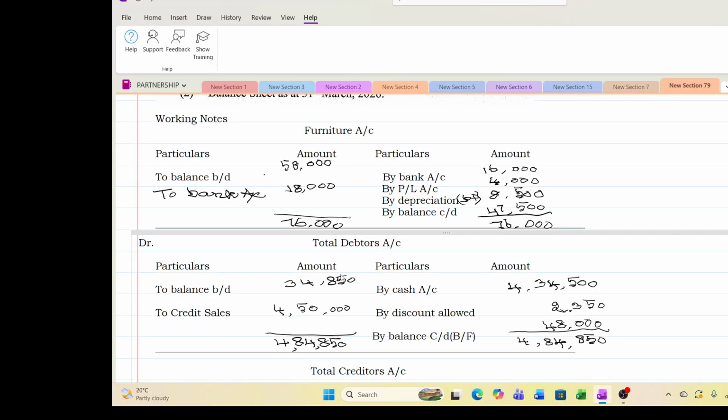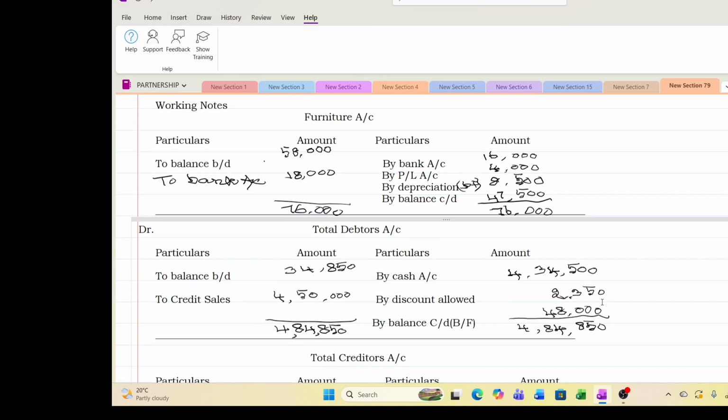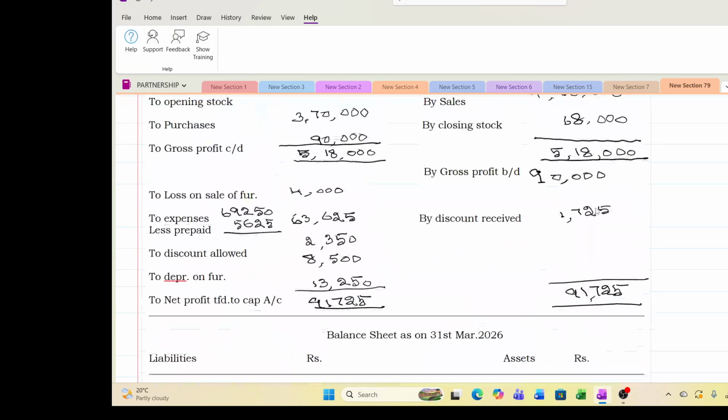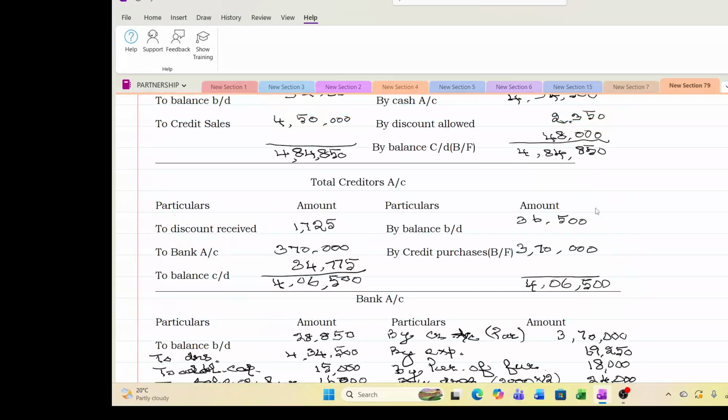Now coming to debtor account, opening balance was given, and credit sales we have found out by calculating the profit margin, 50,000, and cash received from debtors is 4,34,100, and discount allowed is 2,350. So now totaling this and getting a balancing figure is 48,000. This will appear in your current year balance sheet, 48,000. Furniture already was given in the sum, so we have entered it. Okay, so now we entered this balancing figure.